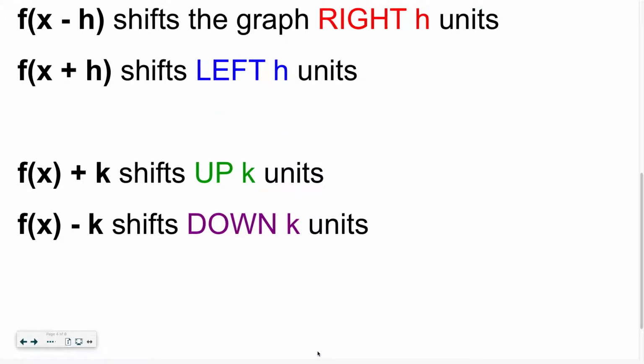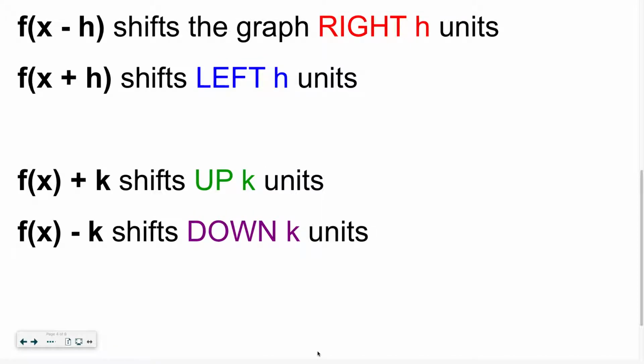Could you go a little slower with the... Notice down here, the k is no longer inside the parentheses. Because if you're moving up and down, you're moving vertically. You won't be just affecting the x, you'll be affecting the y. And f of x is a fancy way to say y. So it's y plus k and y minus k to move up and down.